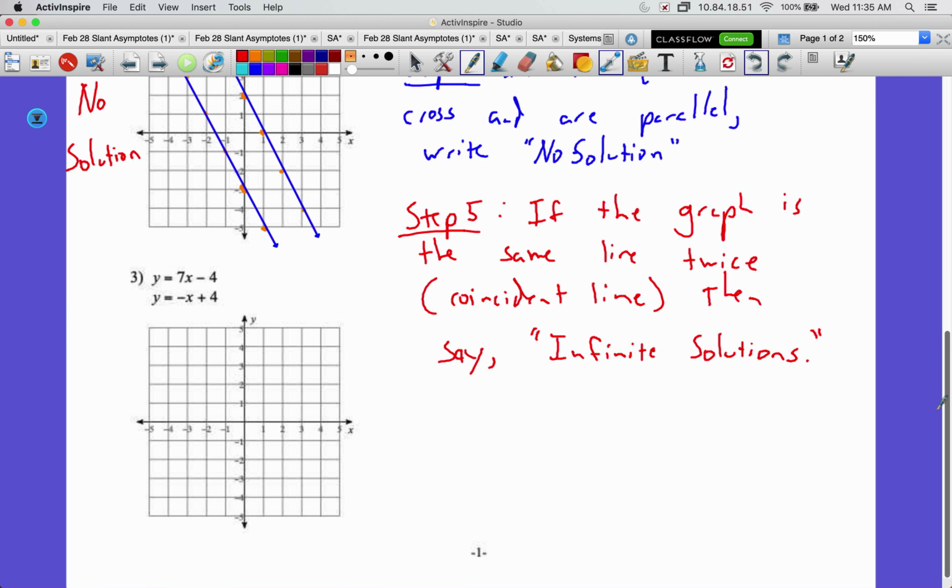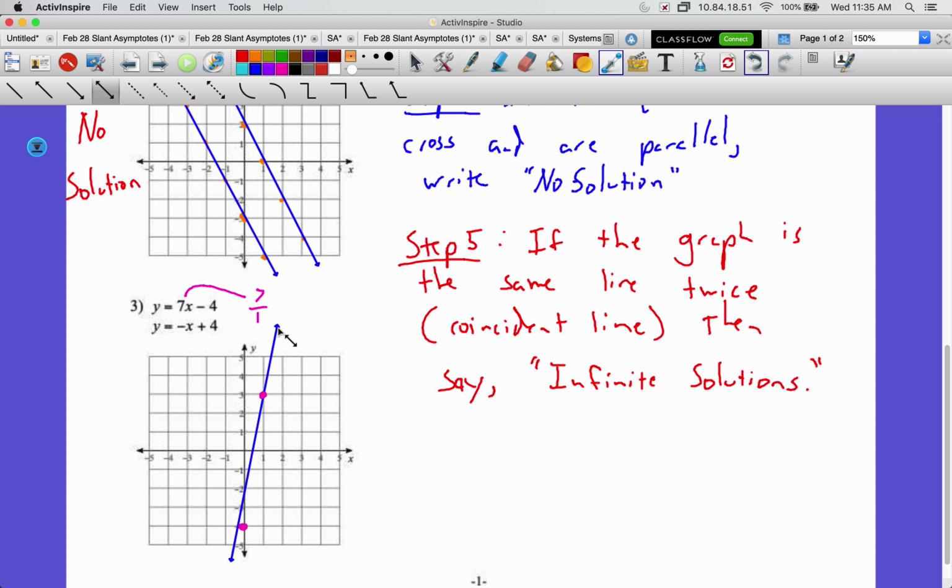All right, what about number 3? All right, let's go through the steps. It's already in y equals mx plus b, so I can put a point at its y-intercept of negative 4. The slope is 7. I might turn that into a 7 over 1, so I know to go up 7, right 1. Those are the only 2 points that are going to fit on this graph. We'll connect them up with a straight line.